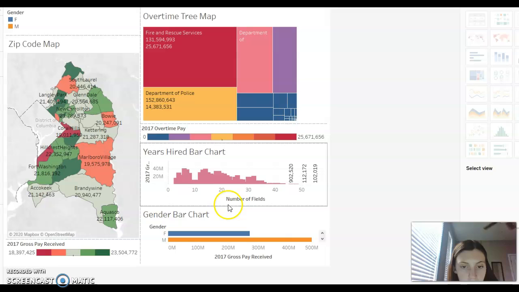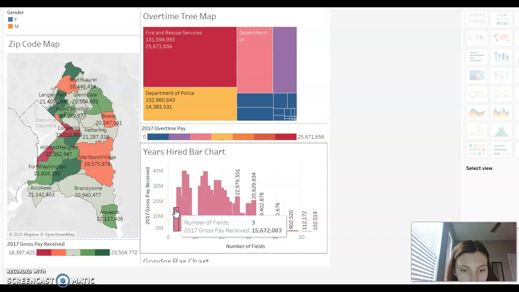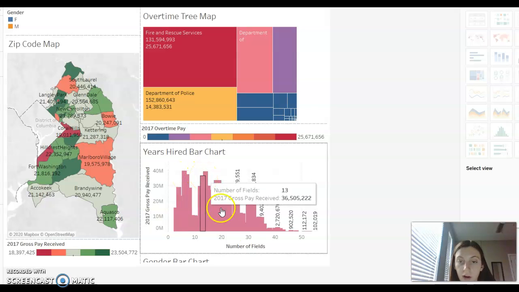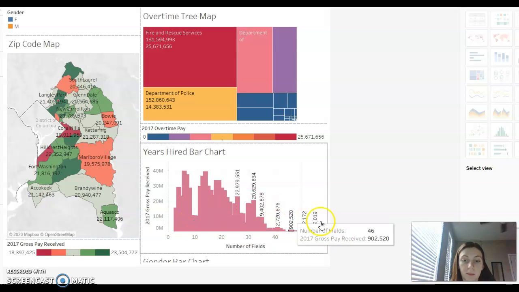Okay. So for example, we have the 2017 gross pay received for the number of fields. Number 3 is $15,672,083, and it goes all the way up to here, which is number 14, and number 6 happen to be in the 39 million range. And then we have all the way over here, which is number of fields number 53, and it's only at 178,915. So this is just a bar chart comparing when you're first hired with departments. The number of fields, again, like we said before, goes up to 55.